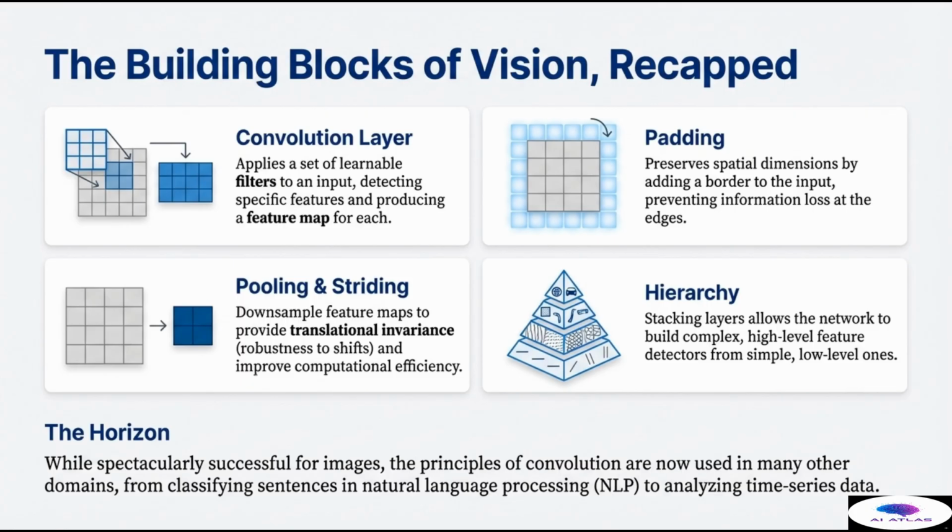Third, we utilize pooling and striding. Pooling, especially max pooling, downsamples the feature maps to provide crucial translational invariance, the network's robustness to shifts, while simultaneously improving computational efficiency. And finally, the overall structure forms a hierarchy. Stacking these layers allows the CNN to build incredibly complex, high-level feature detectors, like faces and profiles, from simple, reusable, low-level components like lines and corners.